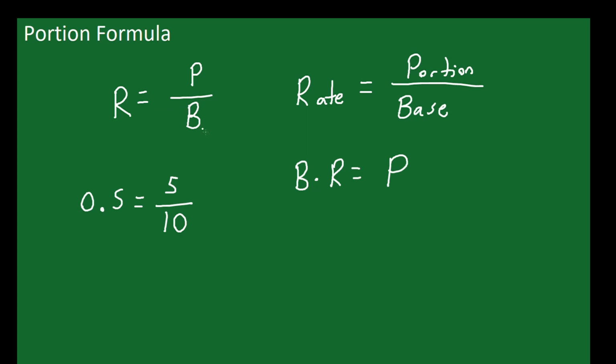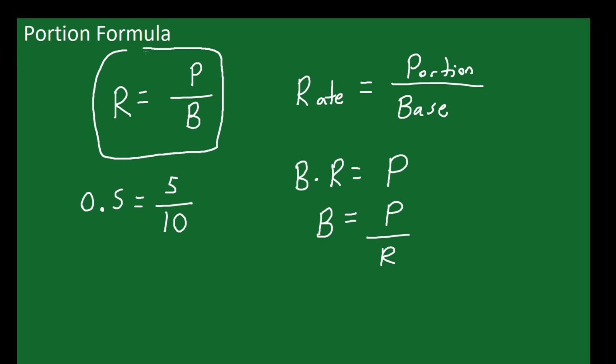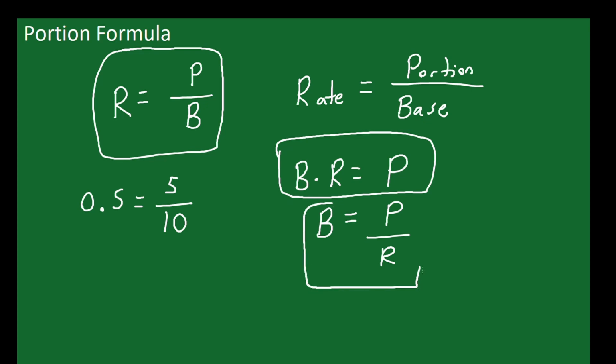You can also solve for B if you want. Divide both sides here by R. You would get B is equal to P over R. So you have these three different versions of the equation where R is isolated, where P is isolated, and where B is isolated. And depending on what you're looking for, you can manipulate your equation to look like any one of those, and you can solve for whatever it is you want to solve for.